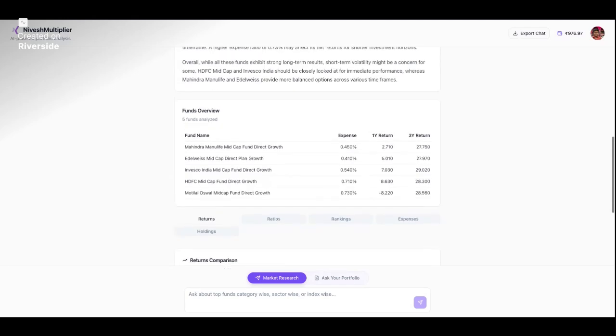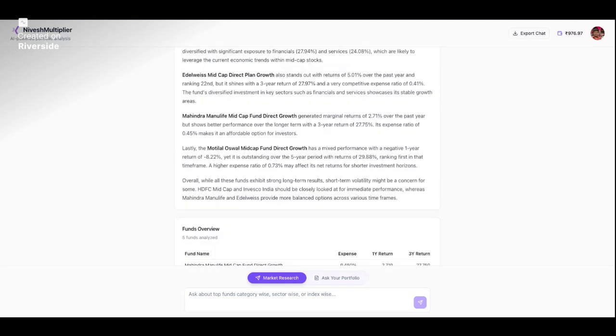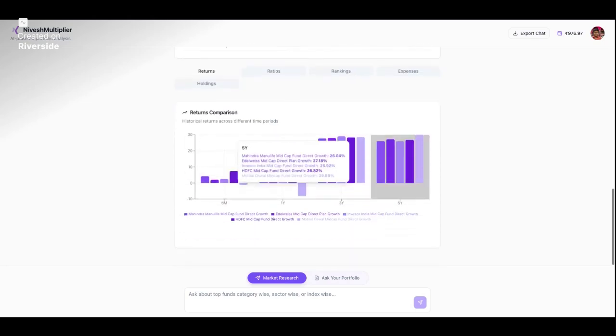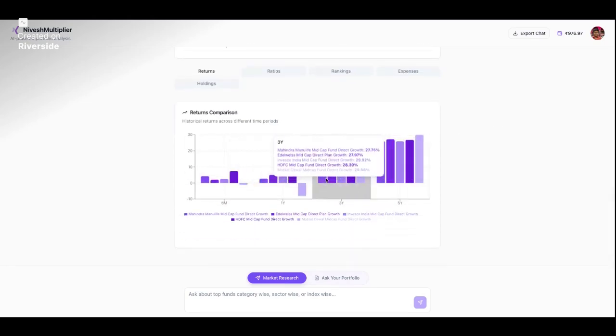Now I am still not very much satisfied. I'll first go into the data to see how good is the quality of responses. So it is clearly showing, this chart shows the 6 months, 1 year, 3 year and 5 year return of all these mutual funds, and this is real time data which is refreshed almost daily.